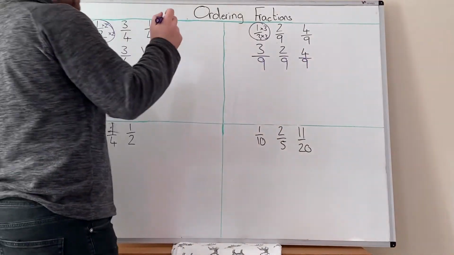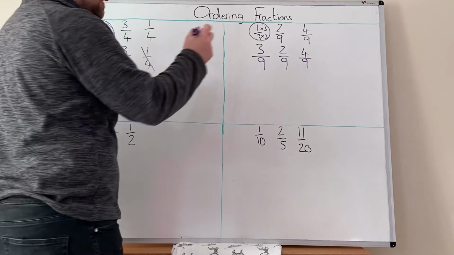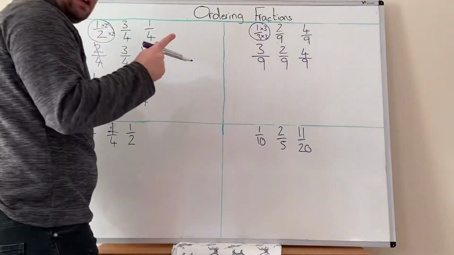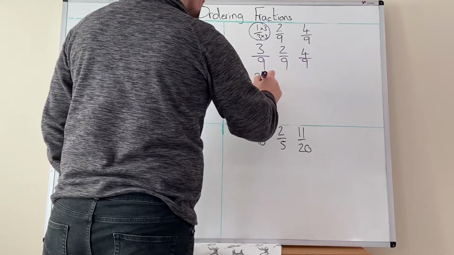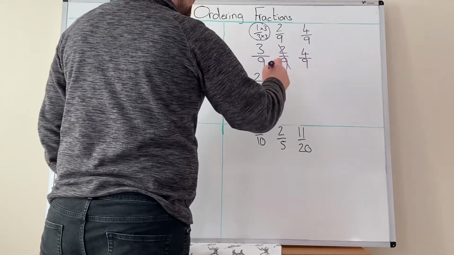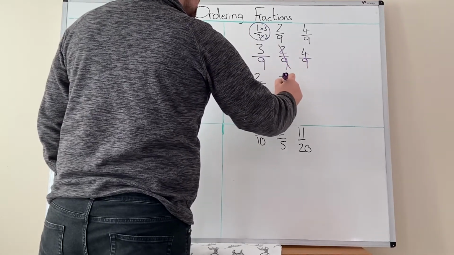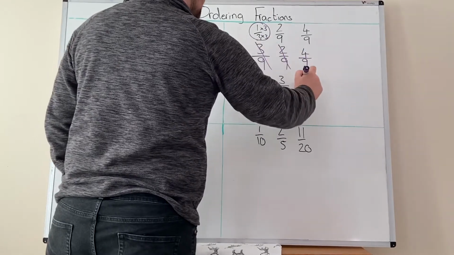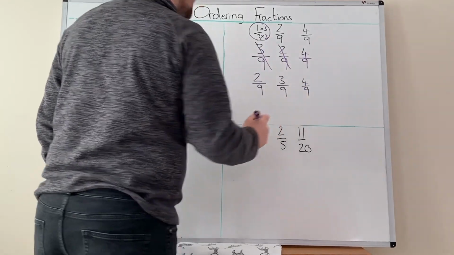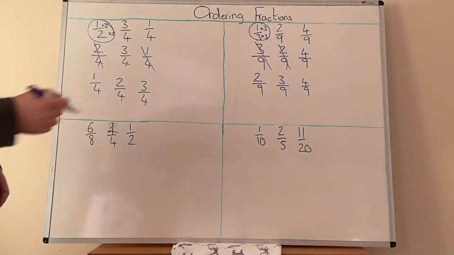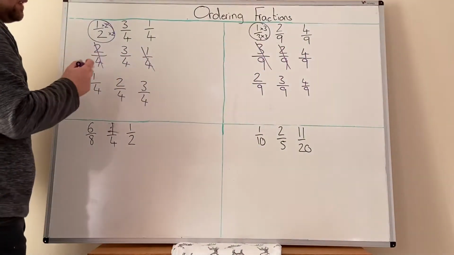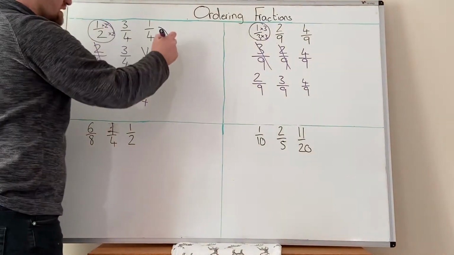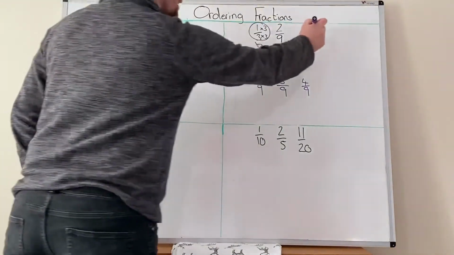Going back to here then, what's the next step? Put these in order. Remember, ascending order, smallest to largest. So we have 2 ninths first, cross it off, then 3 ninths, cross it off, and then 4 ninths. So what we're doing, this step here, is what we were doing last lesson. There's nothing different there. It's this step here that we're adding in today.